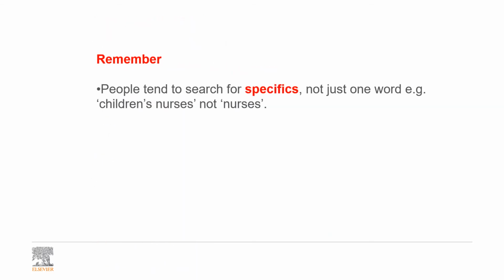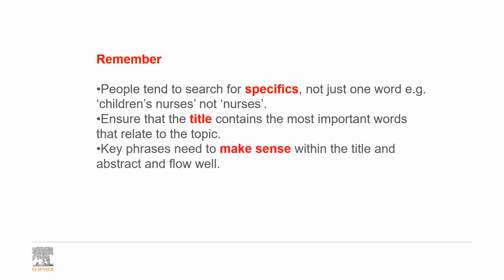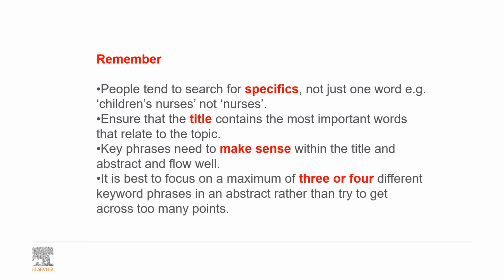Remember, people tend to search for specifics, for example, children's nurses and not nurses. Ensure the title contains the most important words that relate to the topic. Key phrases, of course, need to make sense within the title and the abstract and flow well. They can't be used gratuitously. Best to focus on a maximum of 3 or 4 different keywords. Don't try to get across too many points. And then, of course, finally, check that the abstract reads well once you've constructed it.